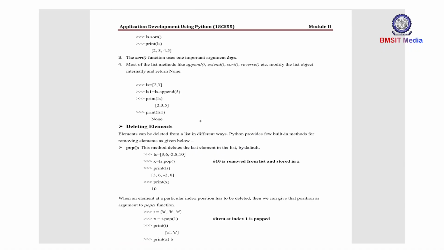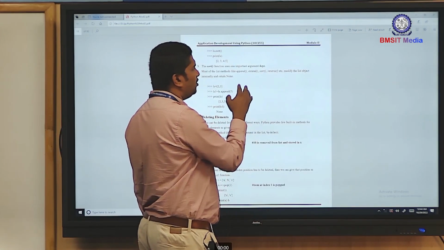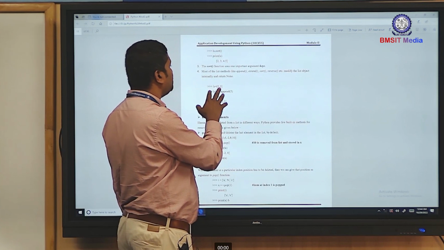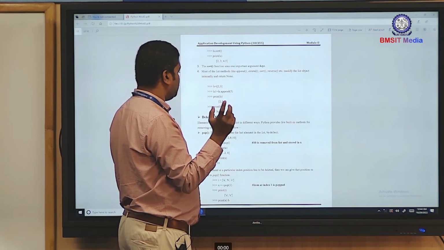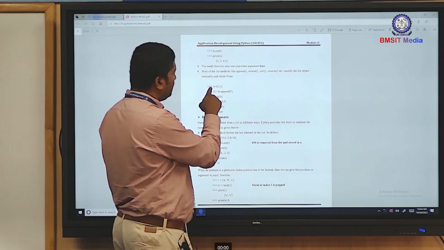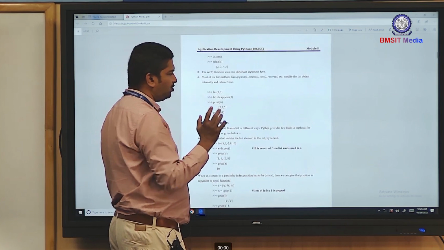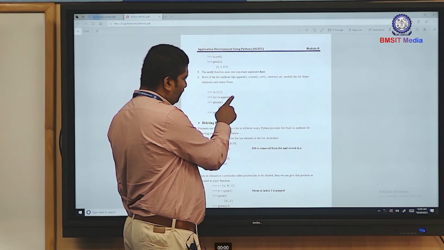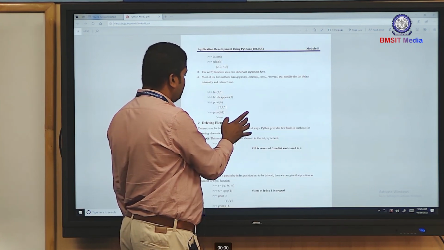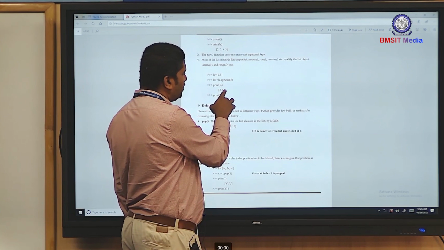Next point, you observe most of the list methods, whether it is append, extend, sort or reverse, they modify the list object internally and they return None as the final output. Okay, just observe here. Suppose I have ls is equal to 2, 3. This is my original list and I will append it with 5 and create a new list. So what is my new list? If I print the ls value now, 2, 3, 5.